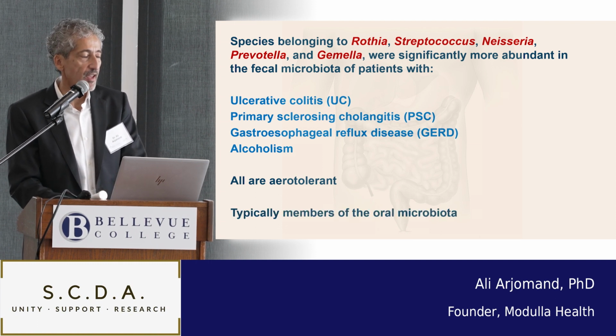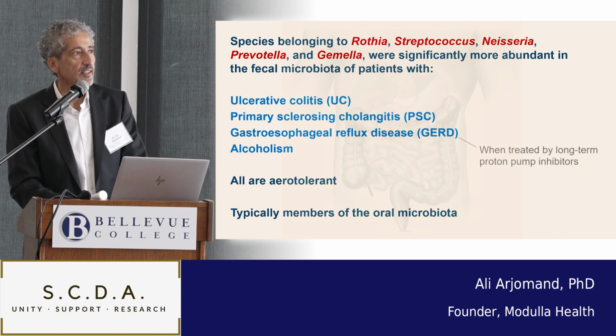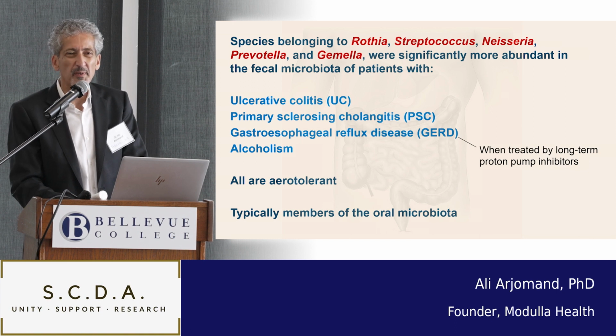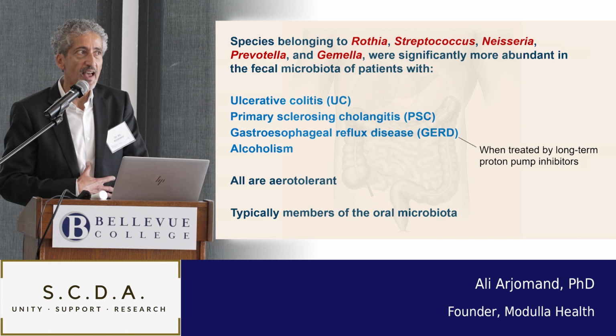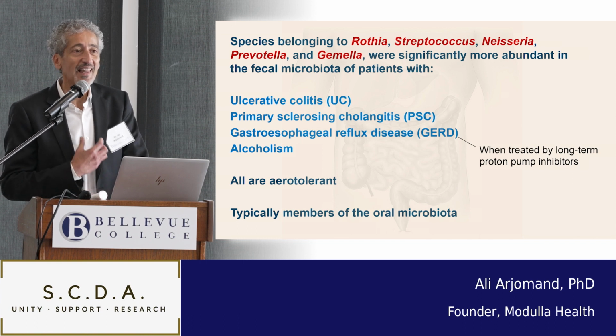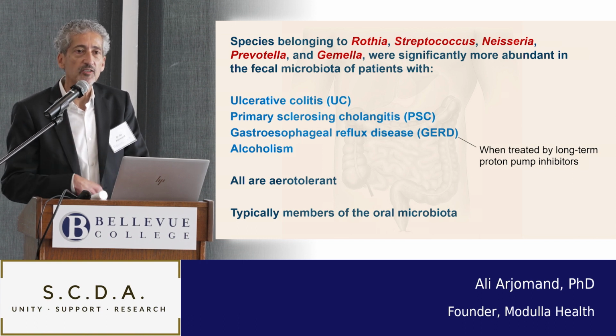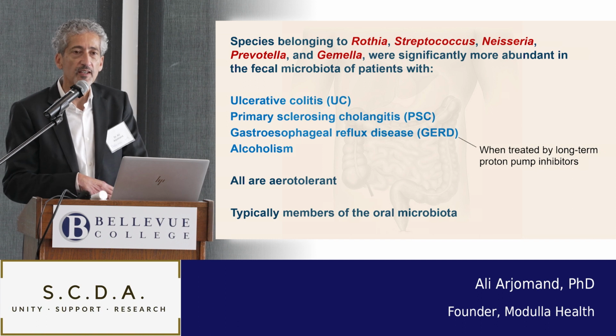We'll explore all of that. Now, interestingly, the people who had acid reflux were also being treated with proton pump inhibitors, antacids, right? And so that inhibition of acid production in the stomach allows the microbes to get a free pass right through the stomach into the small intestine.